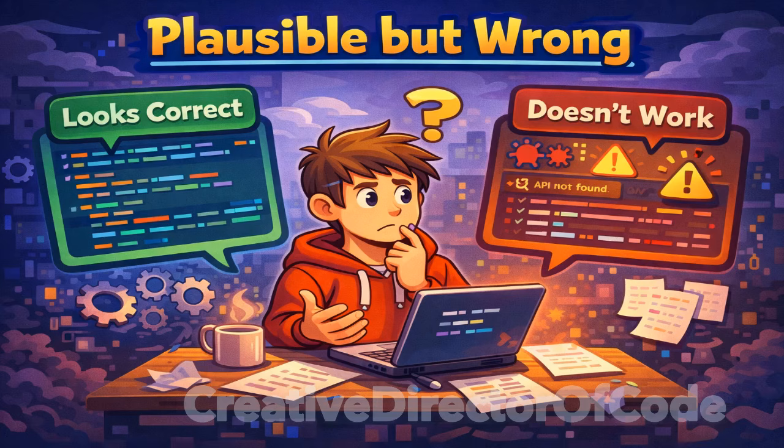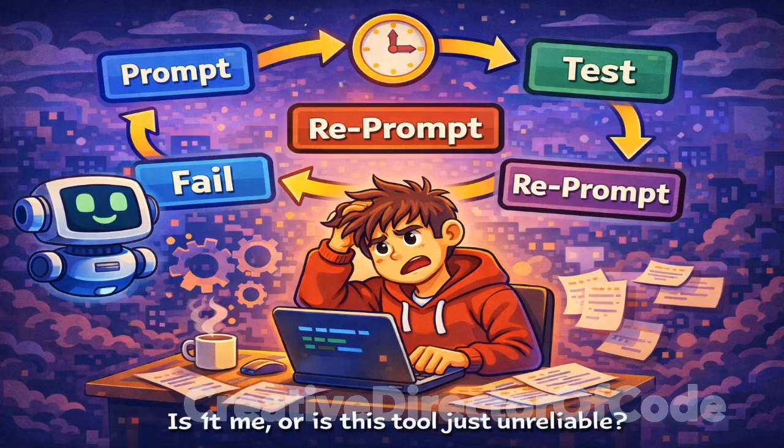The first sign something's off. The code looks right. It reads well, it follows the patterns you'd expect, but when you actually run it, something's wrong. Maybe it's a subtle logic error. Maybe it's using an API that doesn't exist anymore. Or maybe it just doesn't handle your specific edge case. So you go back, reprompt, get another plausible-looking answer, and now you're in a loop.